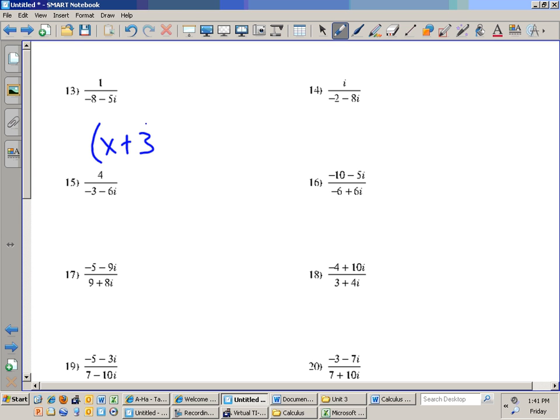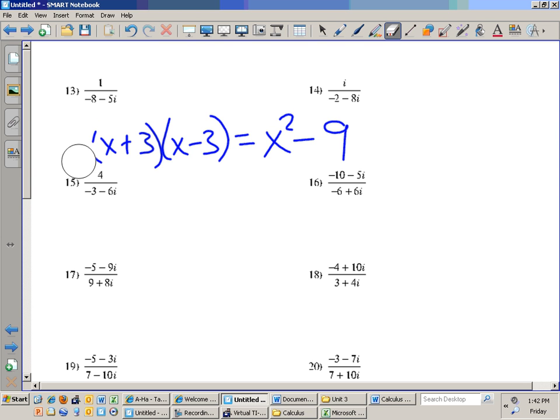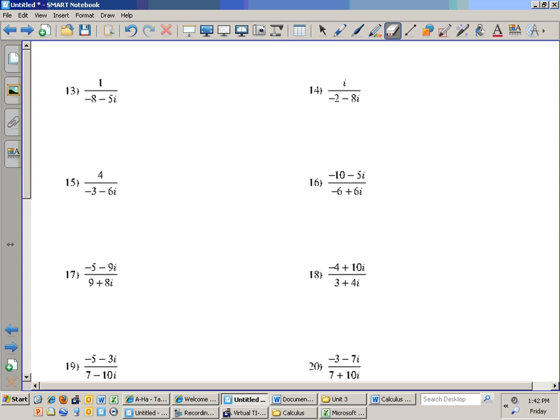Don't write this down. (x plus 3) times (x minus 3) is equal to x squared plus 3x minus 3x. Those go away. Minus 9. See how the middles go away? These are called conjugates. Conjugates are binomials that have the exact same terms, except one is a positive, one is a negative. So if we multiply the top and the bottom by the conjugate of the denominator, we are going to be able to get rid of our i's.